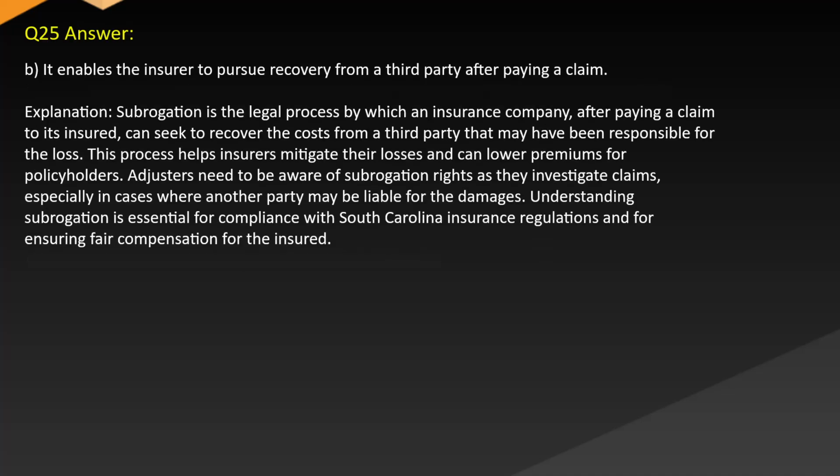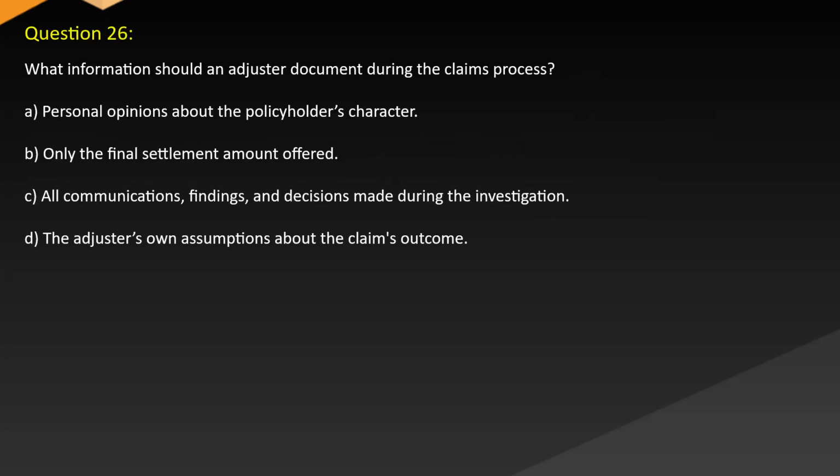Answer: B. That enables the insurer to pursue recovery from a third party after paying a claim. Explanation: subrogation is the legal process by which an insurance company, after paying a claim to its insured, can seek to recover the costs from a third party that may have been responsible for the loss. This process helps insurers mitigate their losses and can lower premiums for policyholders. Adjusters need to be aware of subrogation rights as they investigate claims, especially in cases where another party may be liable for the damages. Understanding subrogation is essential for compliance with South Carolina insurance regulations and for ensuring fair compensation for the insured.